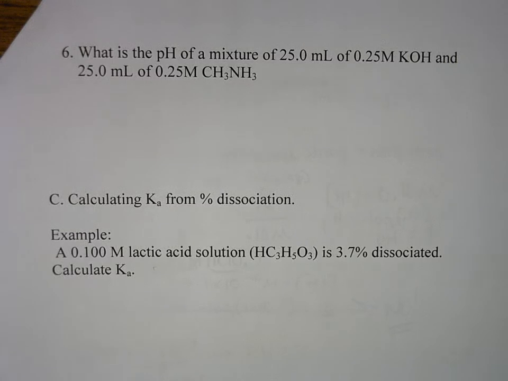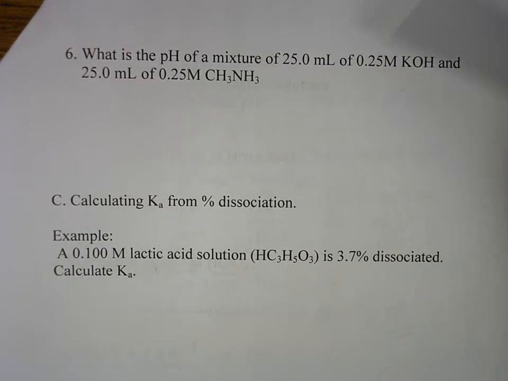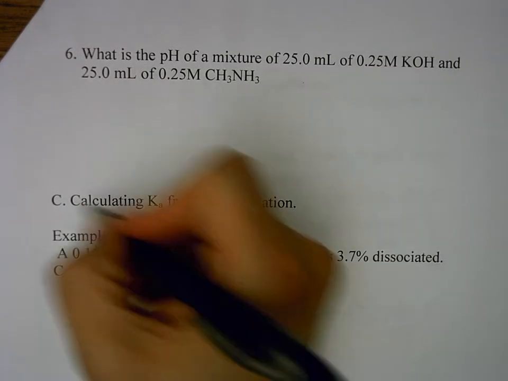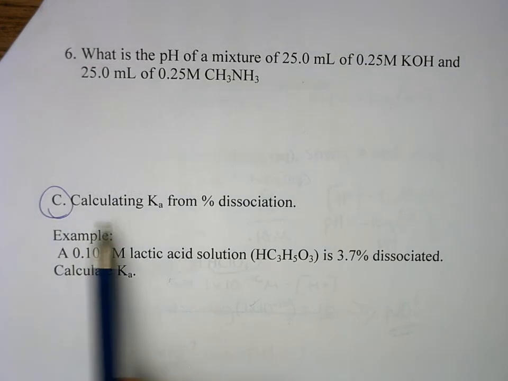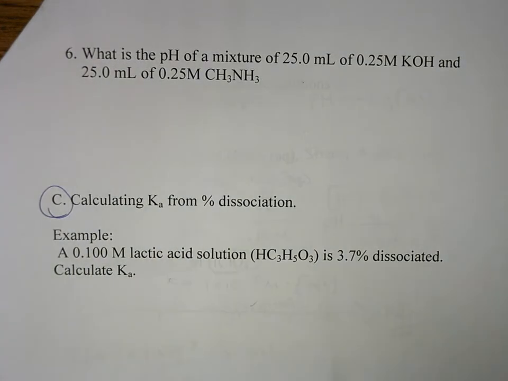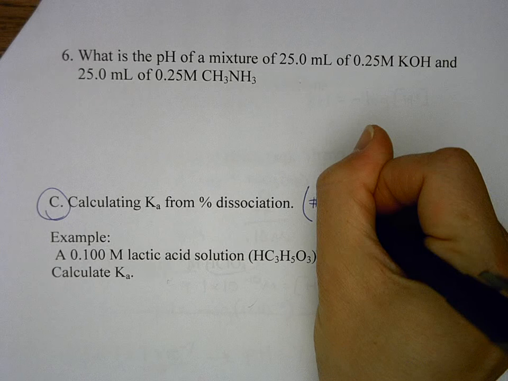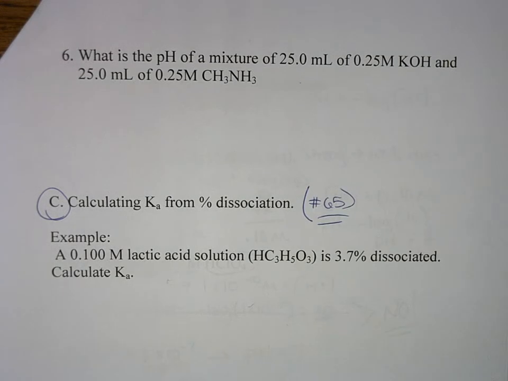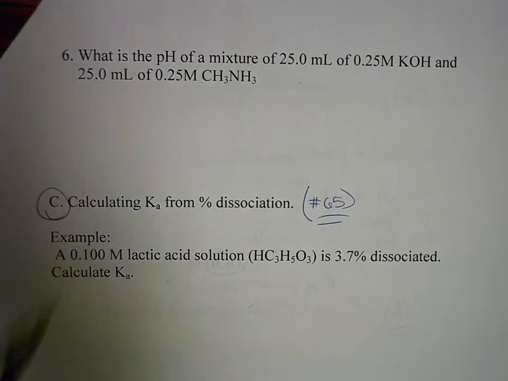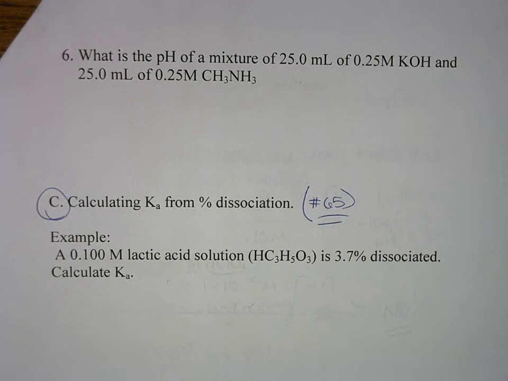All right, this is going to be the last one, number 6, actually, because this example, letter C, calculating Ka from a percent dissociation, I just did that homework problem. That was number 65. So I just did that one with you guys, so I don't have to do it as the example today, where you're given the percent dissociation and you can go backwards and figure out what the Ka value is. Or you could do the same thing if it was like a Kb or something like that.